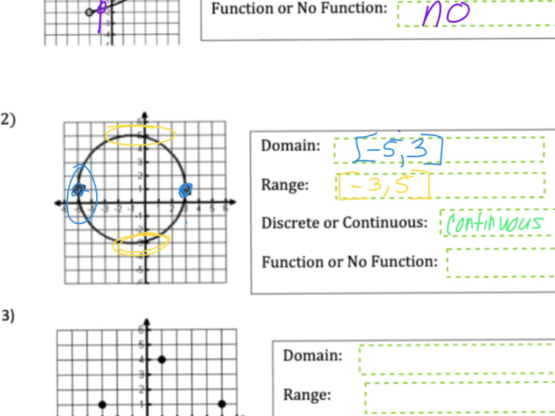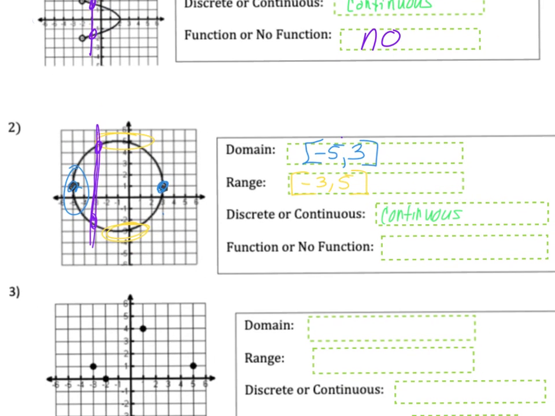For -3 and 5, is this a function? Well, if I draw a vertical line, that was a really ugly vertical line, but if you draw a vertical line through it, we're going to hit it in more than one spot. So once again, this is a no.